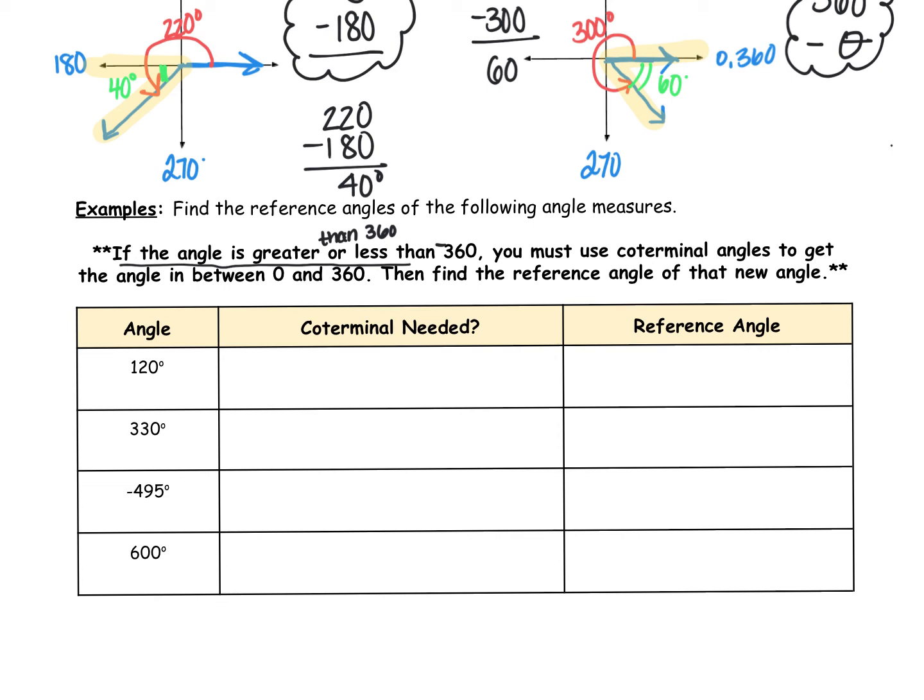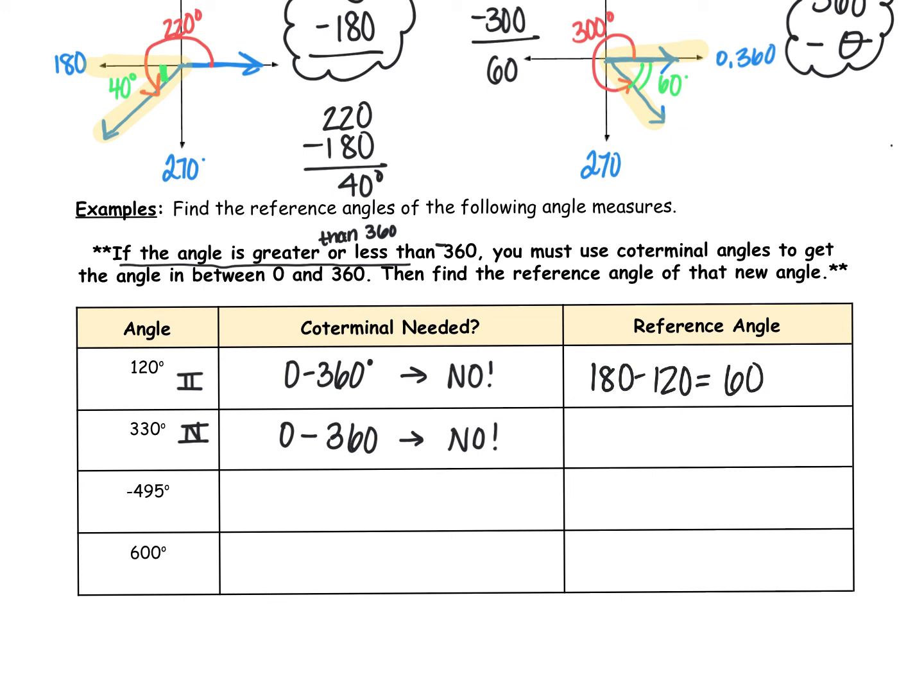So let's start with example number 1. Angle is 120. We know that's an angle in quadrant 2. 330 is an angle in quadrant 4. So these two are normal angles. Why? Because they're in between 0 and 360. So is a coterminal angle needed? No. So there is no need for a coterminal angle. So my reference angle here for quadrant 2 is simply 180 minus 120, which is 60. And then for the quadrant 4 one, it's 360 minus the angle, which is 30. So these two are simply following the rules up here. Figure out what quadrant you're in and just follow the rule that you see.